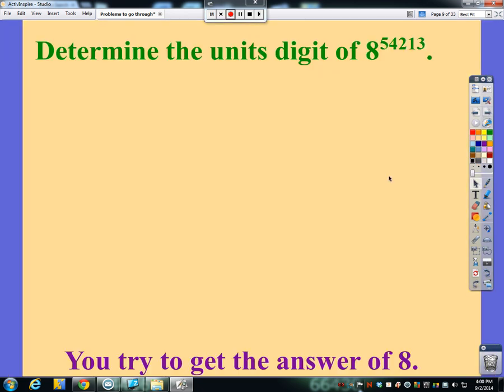And so the last one here, just as a test for you, figure out the units digit of 8 to the 54,213 power. You should get an answer of 8. So you can try this one out on your own, make sure you get an answer of 8, and you have mastered patterns with and without numbers.